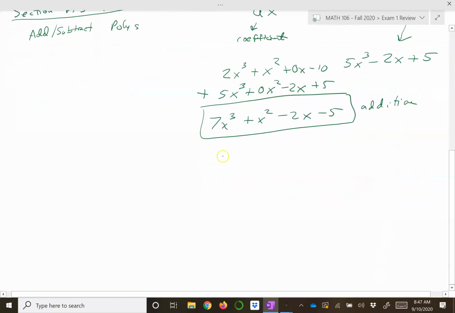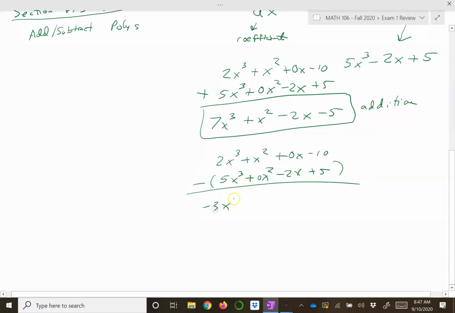And then when we do subtraction, I'm going to take the same two things. The only thing I'm going to do is put the bottom one in parentheses because that negative sign is going to have to be distributed through each term in the second polynomial. All right, so we have 2 minus 5 in the x third degree. So it's negative 3x to the third. And then the x squared is still plus x squared because we're subtracting nothing from it. Now this one, 0x minus a negative 2, is going to be a plus 2x. And then negative 10 minus a positive 5 is negative 10 minus 5, or minus 15.